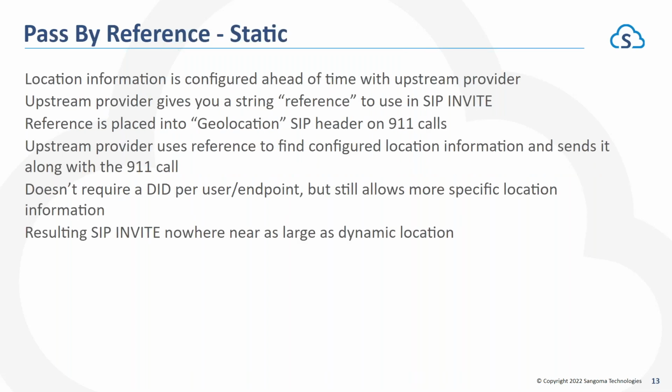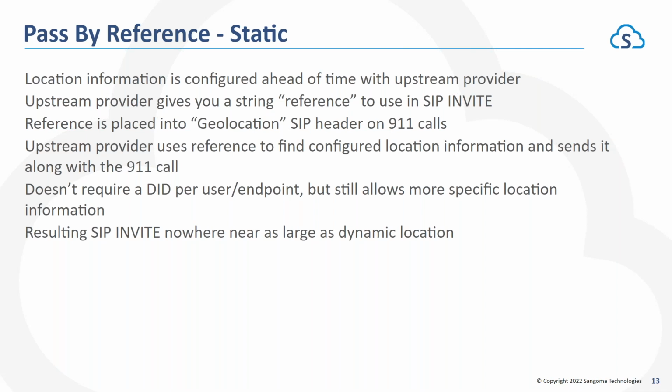The other aspect is passing by reference. And this actually has two aspects, and we'll start with static. So this is what we pretty much use to a degree these days. You configure ahead of time the actual location information with an upstream provider, and they give you this unique reference token. This token goes into the outgoing SIP invite in a SIP header. And in this case, you don't need to put any XML in the invite, so the invite can remain relatively small.